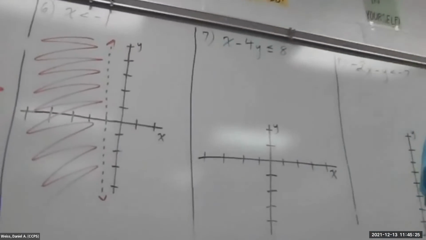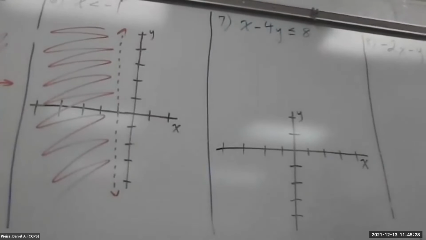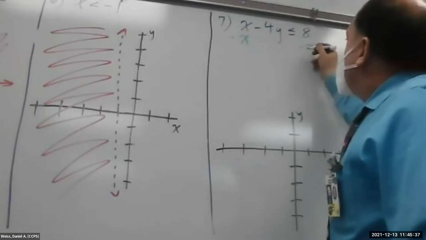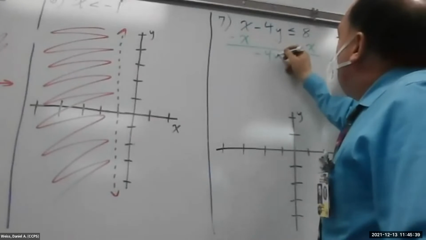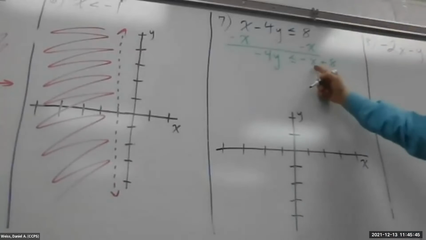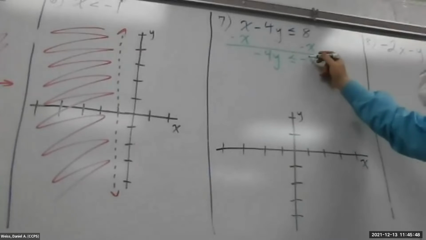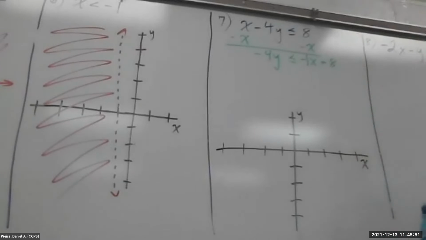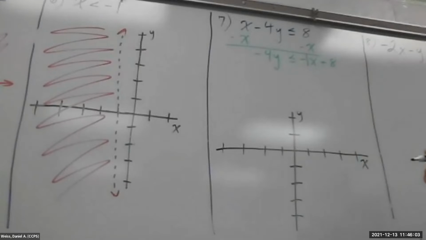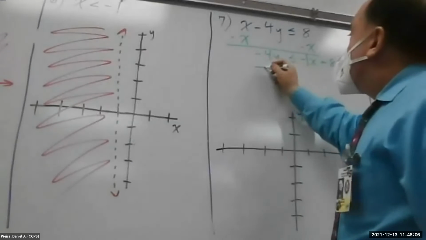Now, how about this guy? First thing I'm going to do is what? I'm going to get rid of x, right? And I have negative 4y less than or equal to negative x plus 8, right? That's negative 1x, right? I'm going to put the 1 there for now. Everyone understand that? Now we're going to what? Divide by negative 4.